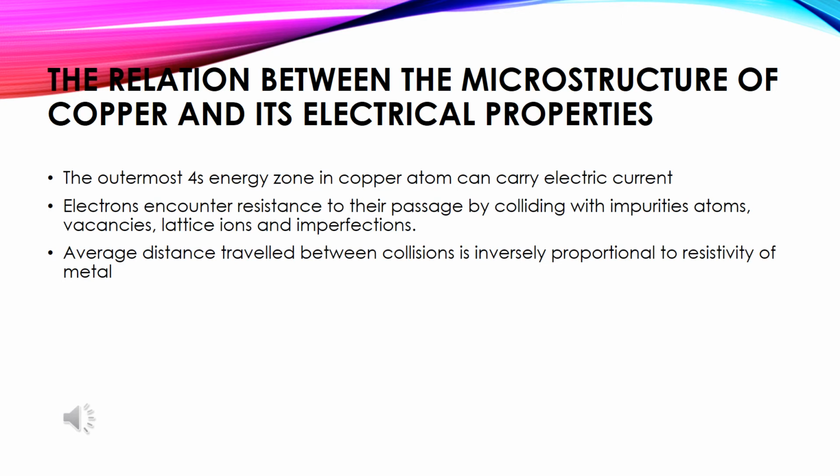The average distance between collisions, defined as the mean free path, is inversely proportional to the resistivity of the metal. What is unique about copper is its long mean free path, which is approximately 100 atomic spacings at room temperature. This long mean free path increases rapidly as copper is chilled.